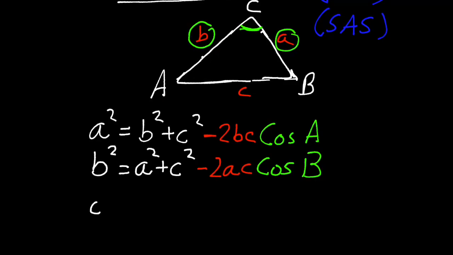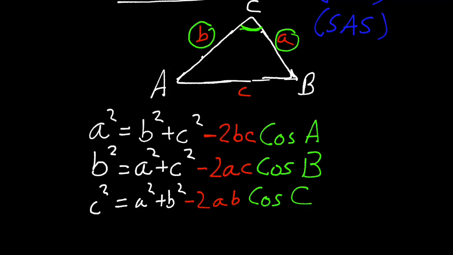Okay, hopefully you came up with this. C squared equals the two sides we know, A squared plus B squared, minus 2 times, oops, let's keep the color scheme going, minus 2 times the sides that we knew, A times B, and then ending with the cosine of the angle, which is the cosine of angle C. So there we go. There's our 3 versions of the law of cosines that we're going to be using.